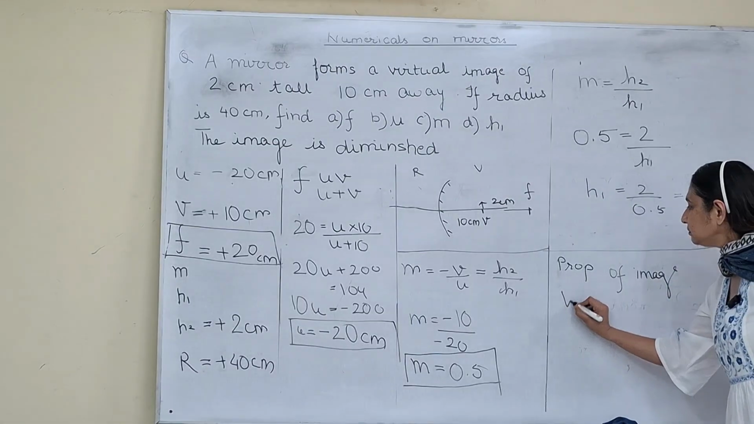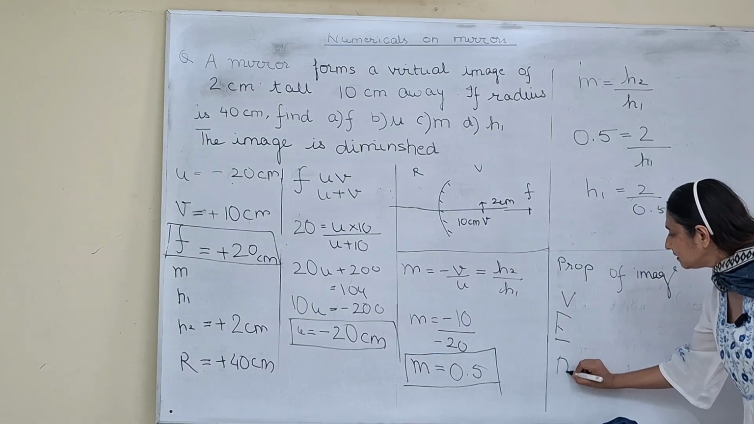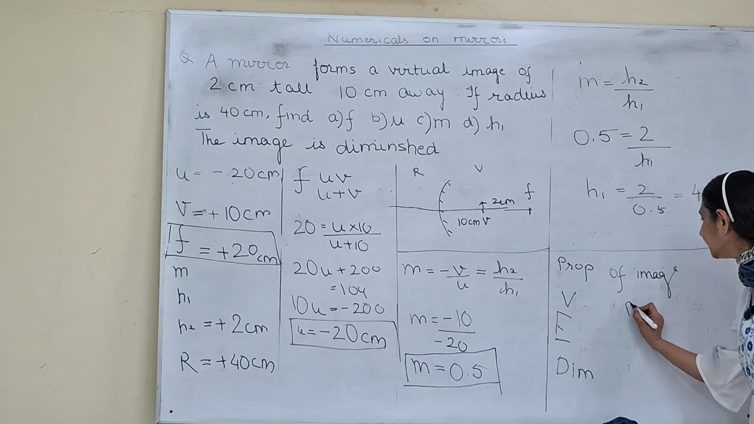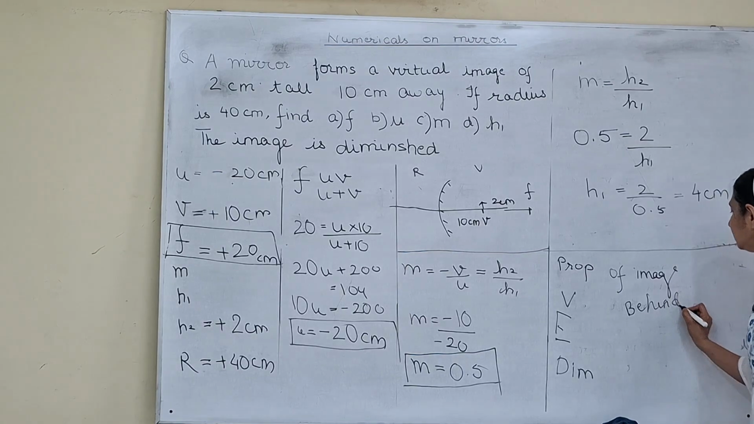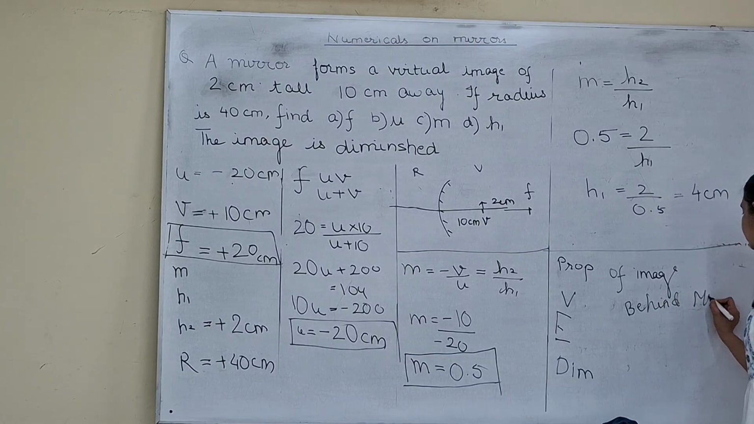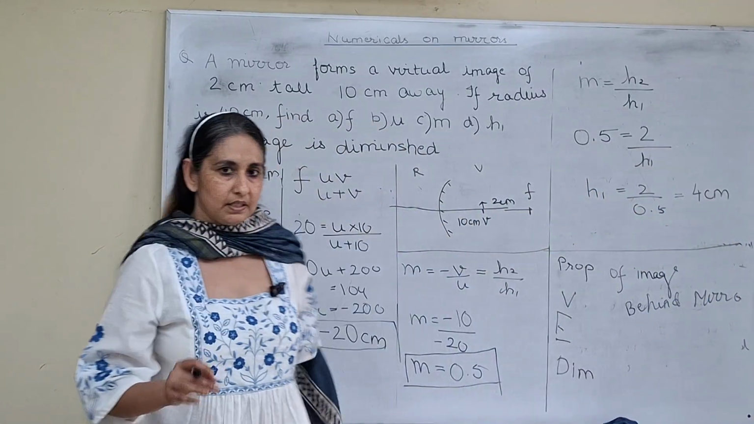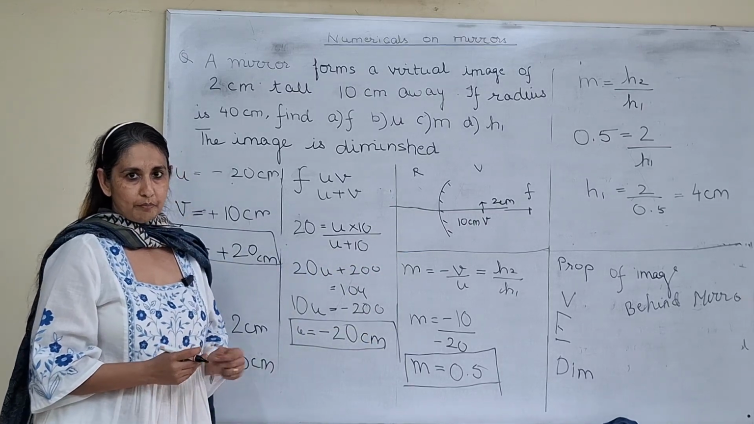It's virtual, erect, diminished, and it is behind the mirror. The 4 properties which one should write. Sorry for the handwriting. So you always write these properties even if it is not asked. So we have written the 4 properties.